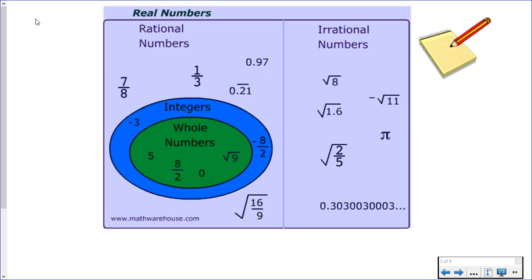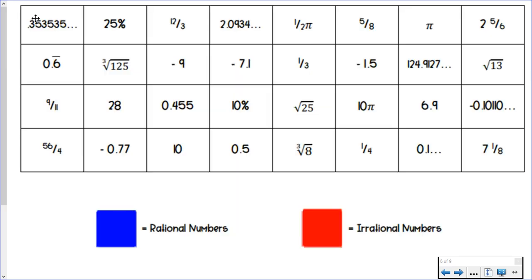So here you'll see some classifications. Take a moment to make a note of what numbers are rational and what numbers are irrational. All right, so here's some examples. Let's classify these numbers. If I look at the first one, 0.353535, it goes on and on forever, but I also notice that it has a pattern. So this is a rational number.